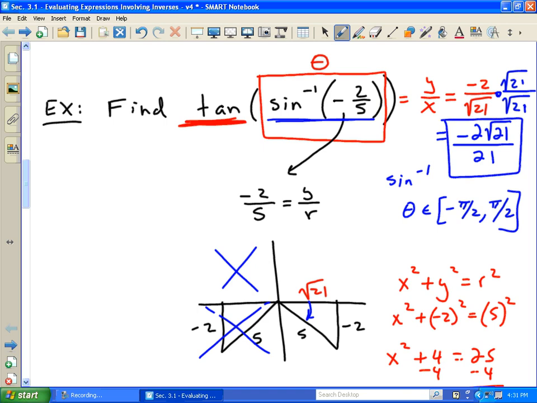This concludes my lesson on evaluating expressions involving inverses.